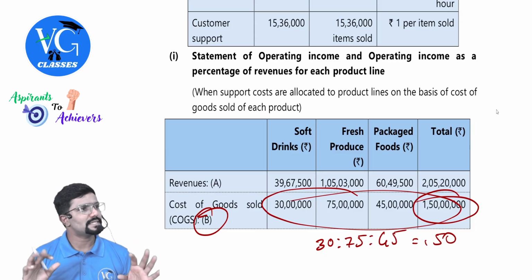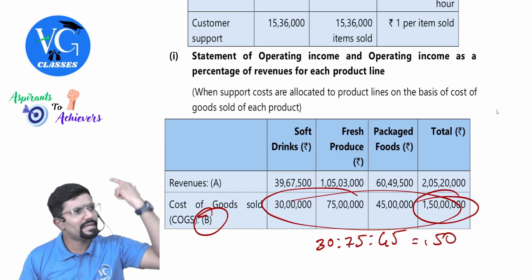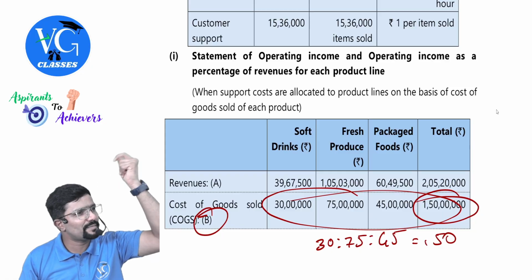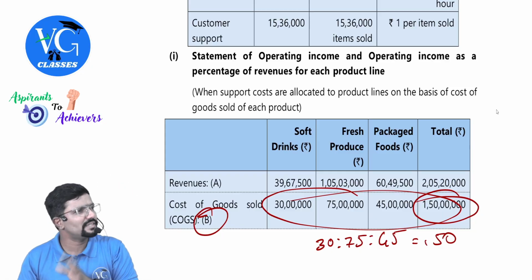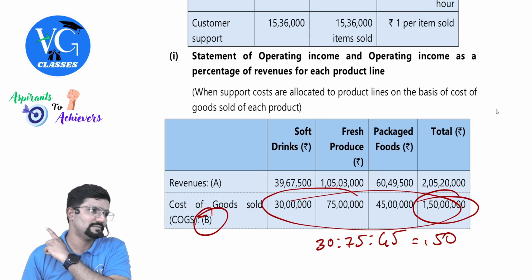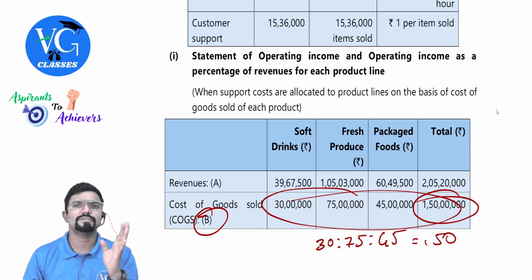Is that clear? Yes. So now, listen, they have done it as a total percentage. Instead of doing it as a percentage, can we take it as a ratio? Yes, this is also correct because they have given product wise. So simply distribute it in COGS ratio.